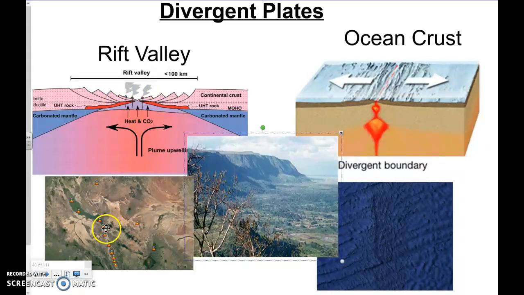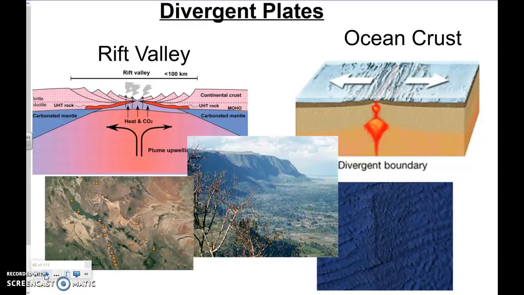Now, this has happened before. It's how we have the Red Sea, but it's happening again also in Africa in what we call the Great Rift Valley, and you can see there are some volcanoes there. You'll take a closer look at this as you do your tectonic plate boundary project when you're looking at Google Maps. Okay, so that's divergent plates.